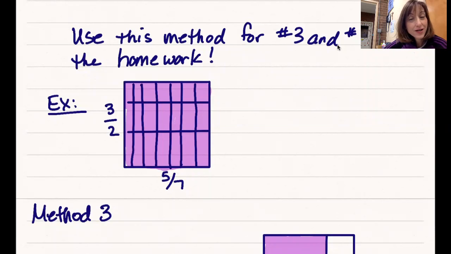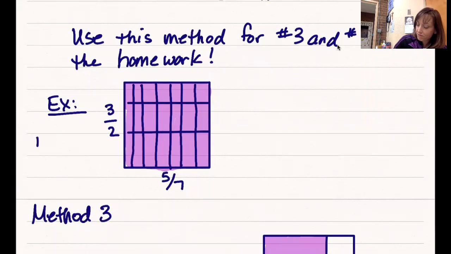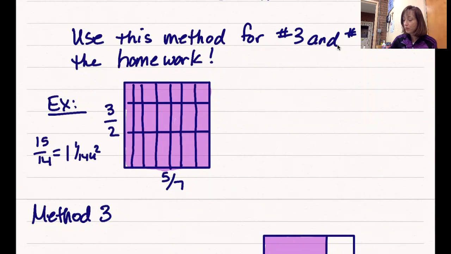Okay, I'm back, and I hope that you have an answer for me. And I did not write the solution up yet, but I do believe your answer should be 15/14, which you're gonna tell me is 1 1/14 units squared. That should be the answer you got. Let's just talk about it super fast and see if it's the same thing.